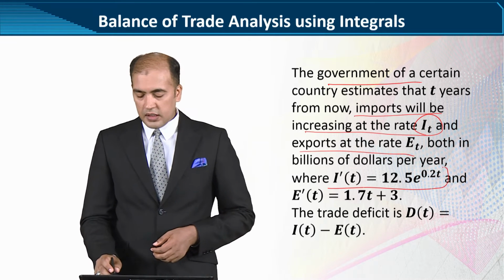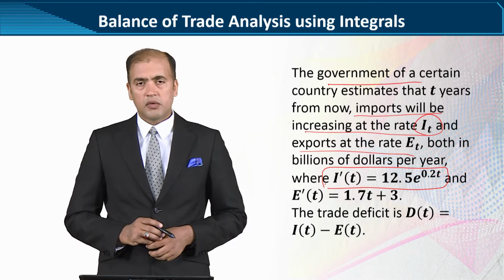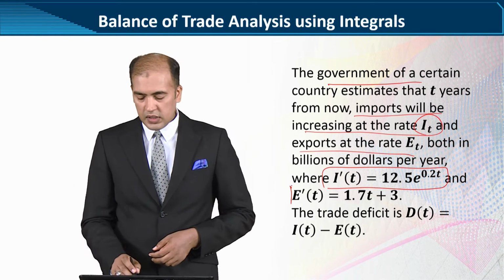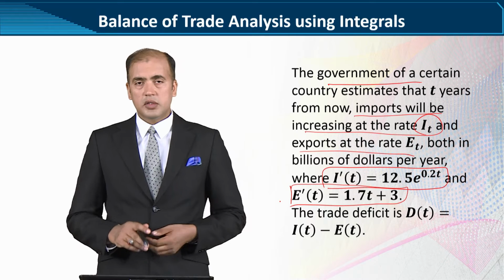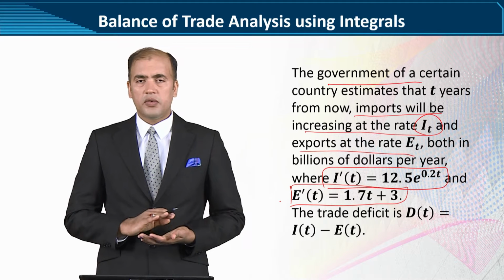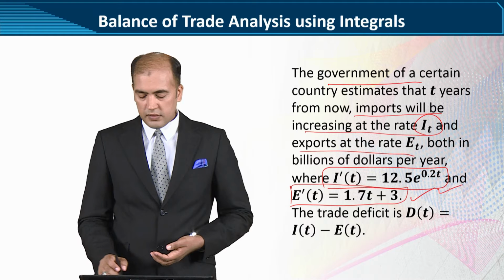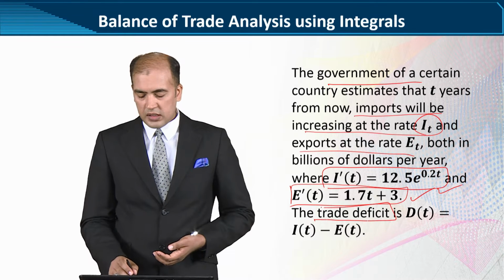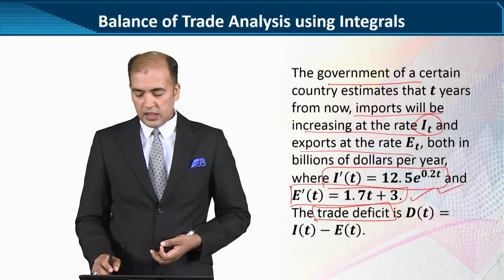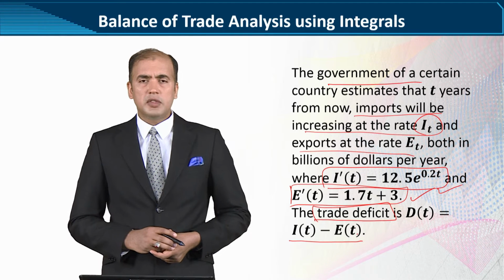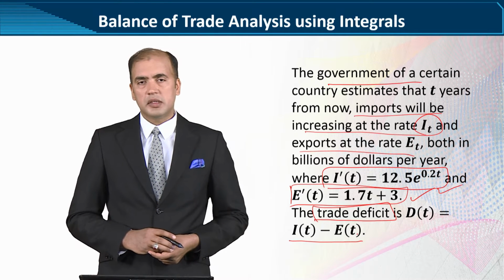Here the first rate of change function is the one which is dealing with imports, and the other one is dealing with exports. So we have the rates of change of imports and exports. The specific functions are given. We can find this deficit, that is the trade deficit, here with the help of this formula, that is the imports minus exports.